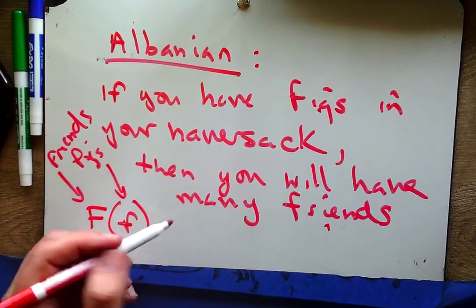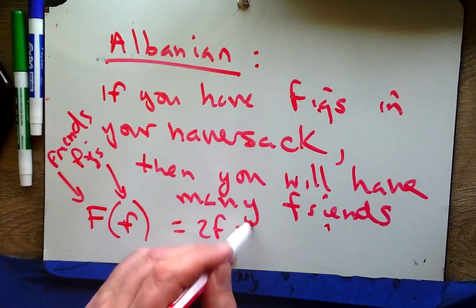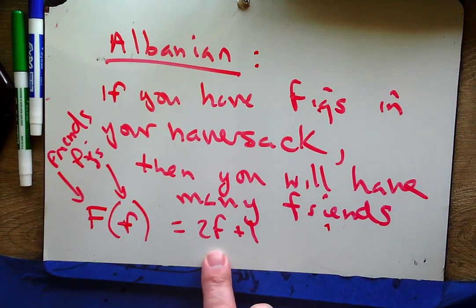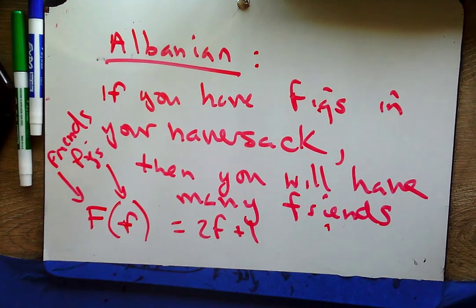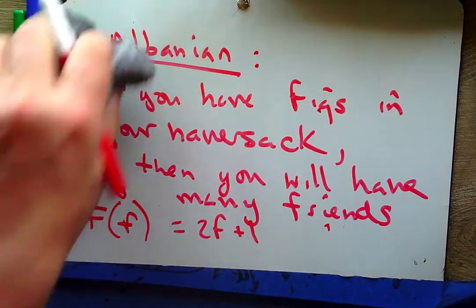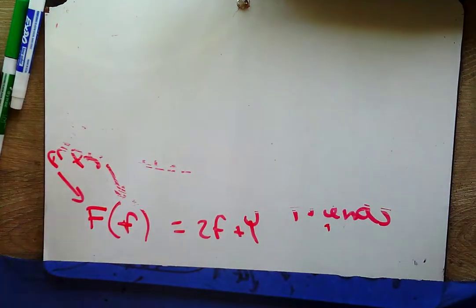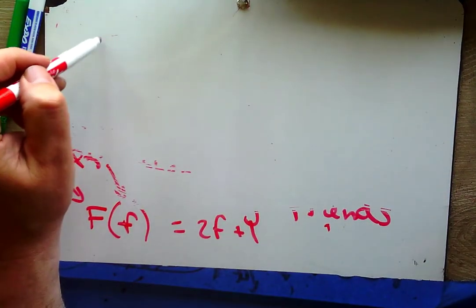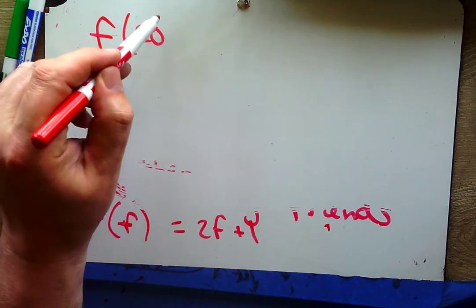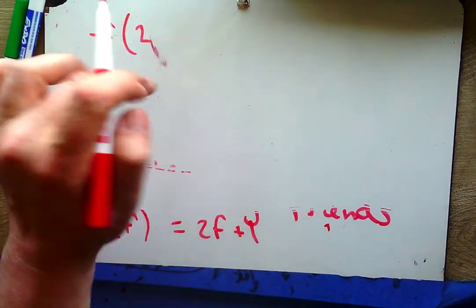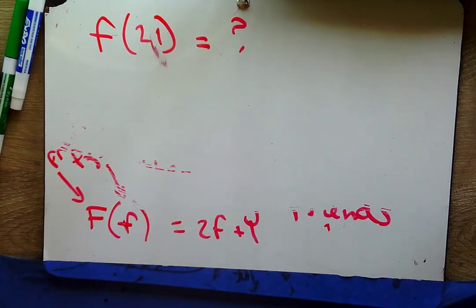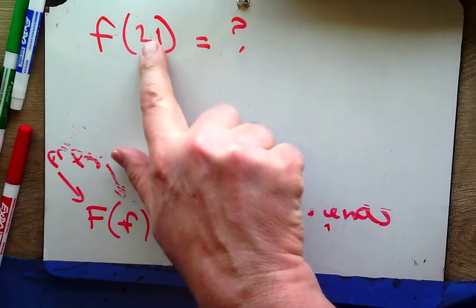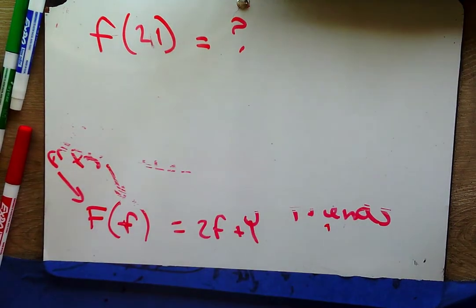Okay, and let's say that is 2f plus 1. So I plug in a number of figs that I have, and my output is how many friends. Great. So with that in mind, will you please tell me what f of 21 is, what its value is, actually compute f of 21, but also tell me its meaning. What does this mean?